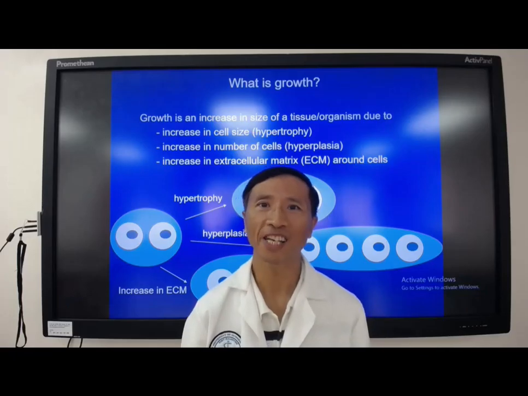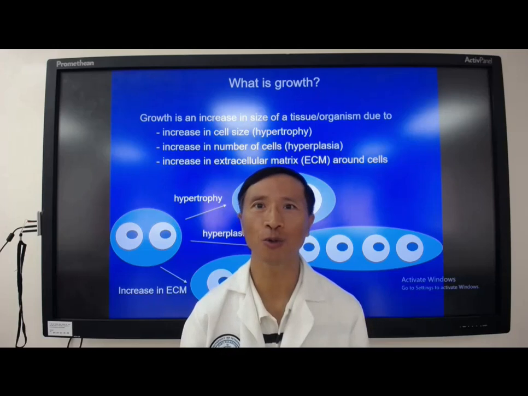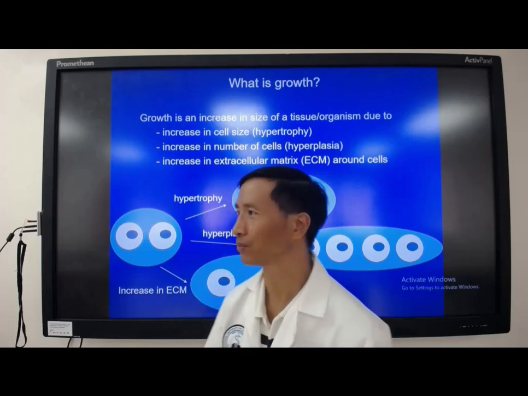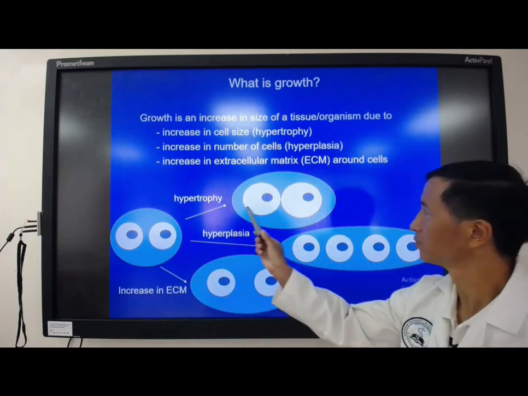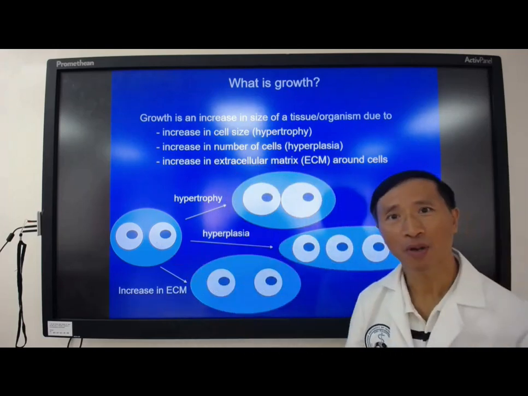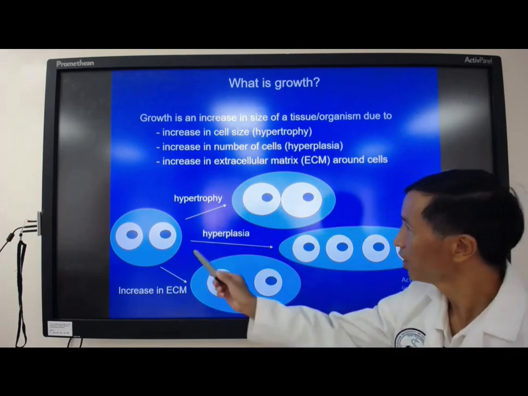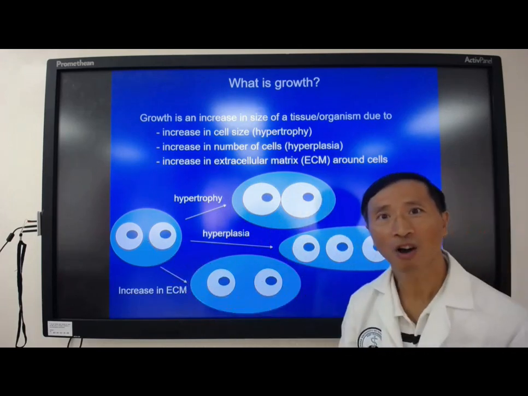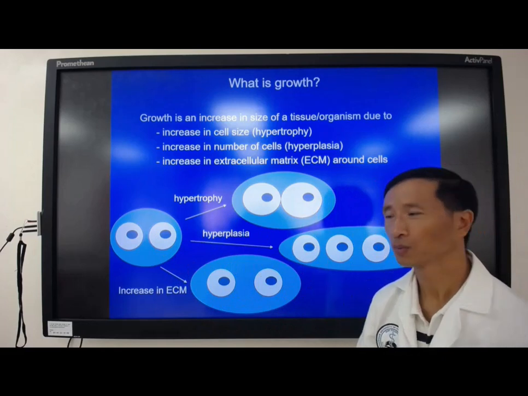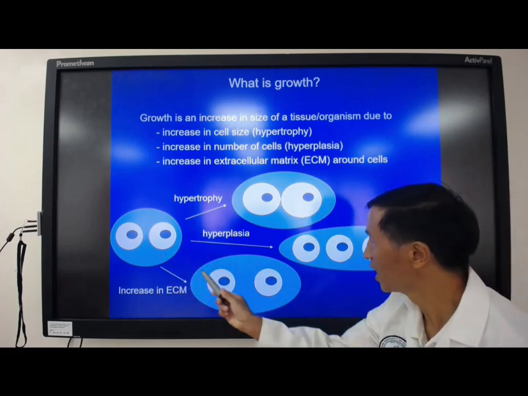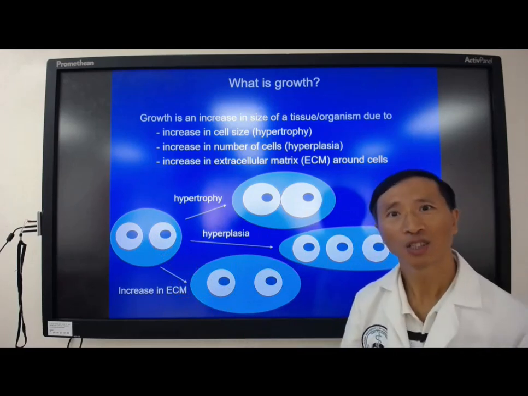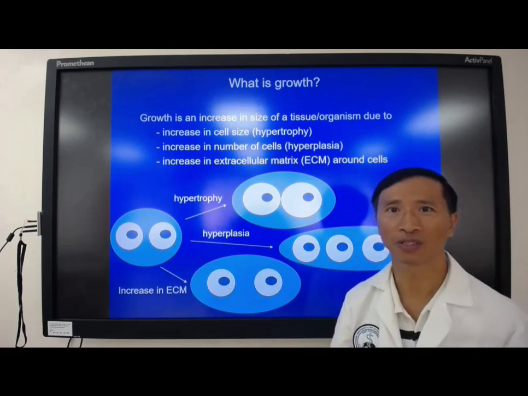Growth is an increase in size of a tissue or organism due to increase in cell size. This is called hypertrophy. Increase in cell number is called hyperplasia. Or increase in extracellular matrix. Today, we will cover 5 topics.